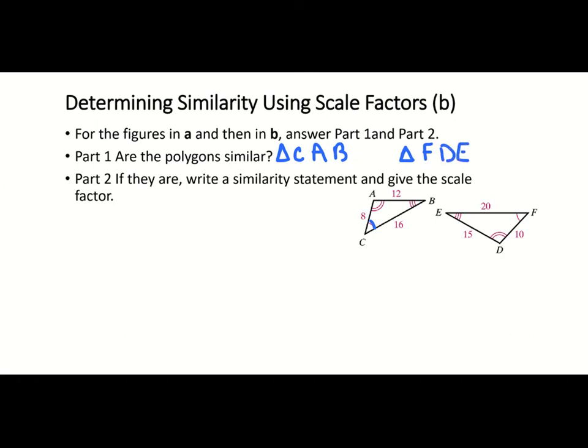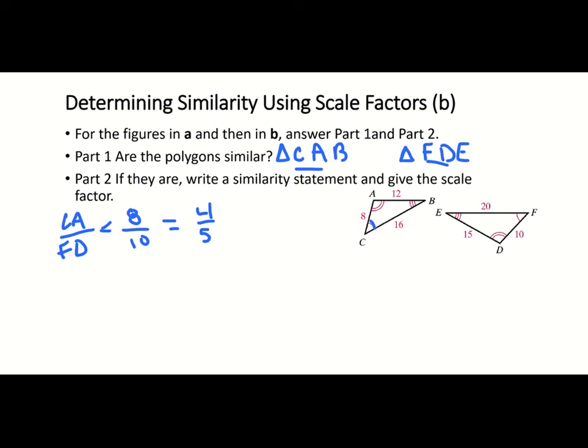All right, now let's see here. Angles, we can see we have 3 pairs of congruent angles, so that's good. Now let's look at side measures. I'm going to start with CA and FD. The length of CA was 8, and the length of FD is 10. So when I simplify that, I would get 4/5.